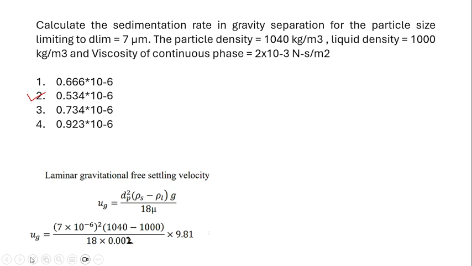We have to use this formula, which is Ug is equal to dp square into rho s minus rho l into g, whole divided by 18 mu. With this, you can find the unknown value.